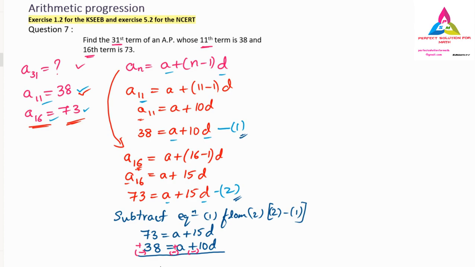So what will happen next? 73 minus 38 is nothing but 35, and here a and a get cancelled. So what is left over here? That is 15d minus 10d. In 15d, if you are minusing 10d, you are going to get 5d. So we got that 35 is equal to 5d. So we have to find the d value. So I will write down here 35 is equal to 5d as it is.